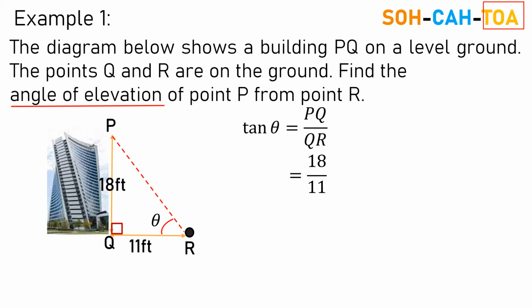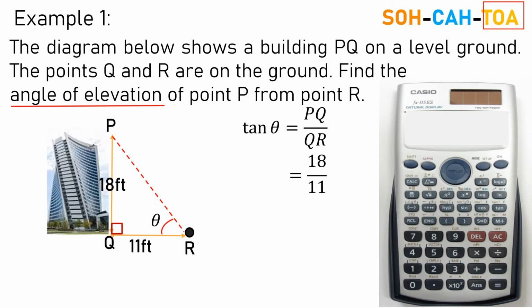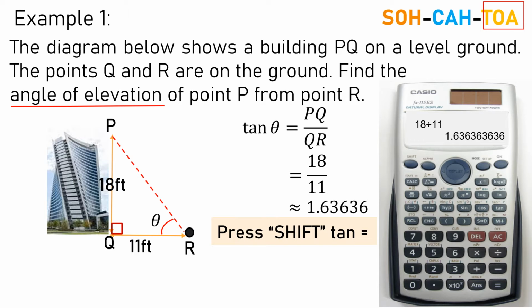Substituting the values, we get 18 over 11. In your calculator, typing 18 divided by 11 is approximately equal to 1.63636 and so on and so forth. Then press shift tan equals.